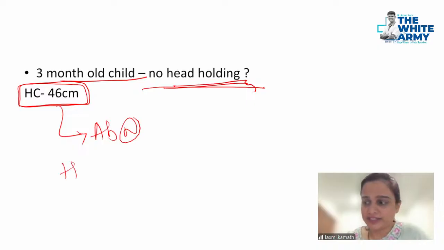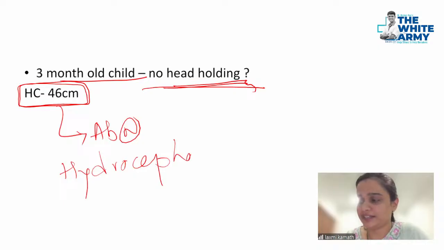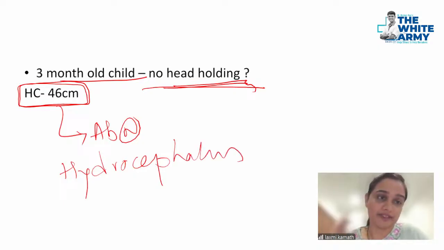So probably we are dealing with a case of hydrocephalus. If the head is big, definitely the child will not be able to have neck control. So don't be in a fixed mindset that every loss of head control is a muscle problem. It can be another problem like hydrocephalus also.